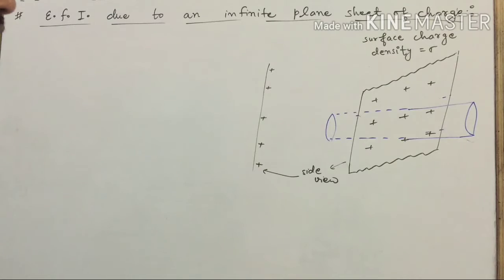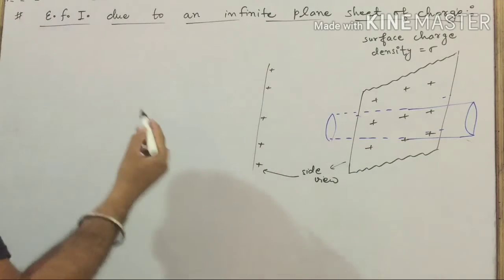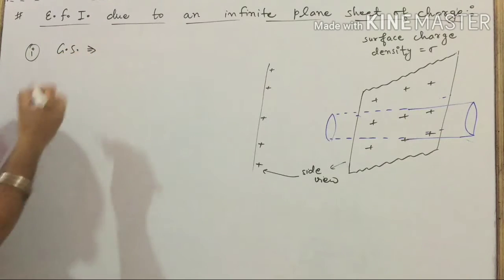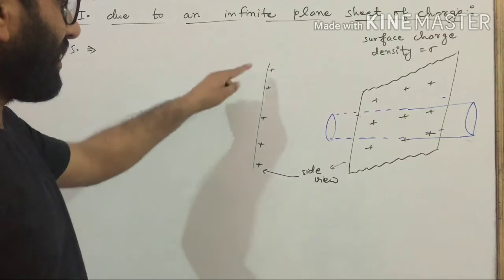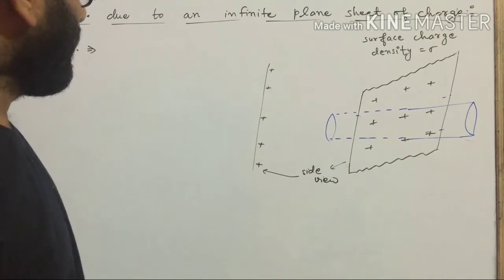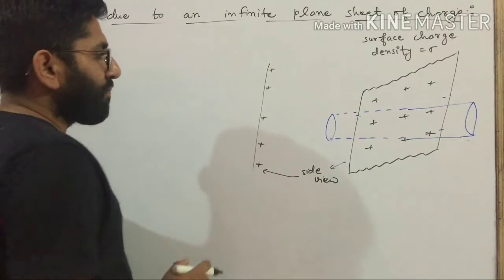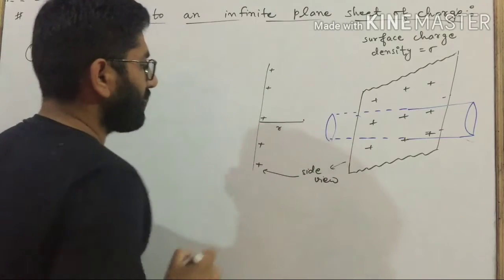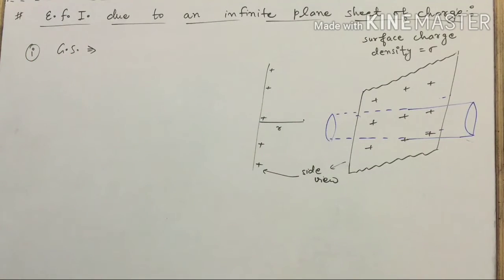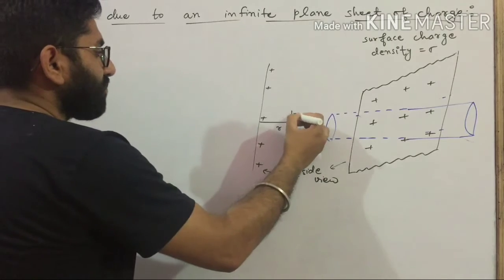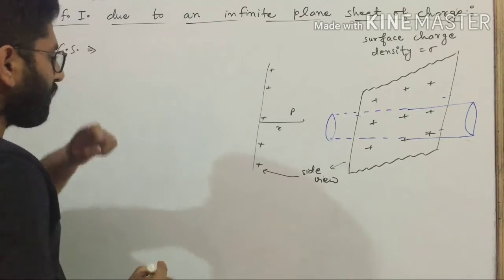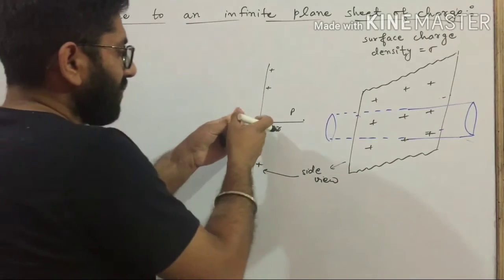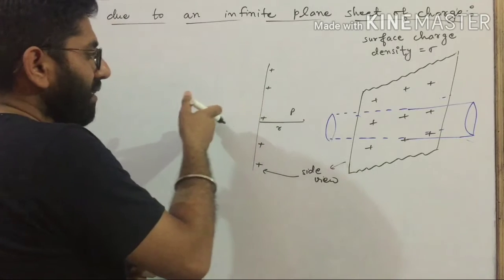The first thing which we have to do is assume the Gaussian surface, as all of you know. If you think about the Gaussian surface in this case, undoubtedly it is going to be a cylinder. So suppose there is a point P at a distance r from the charged sheet where I have to find the electric field. So the Gaussian surface I am going to take is a cylindrical surface. Half of the cylinder will be on this side and half of the cylinder will be on this side.